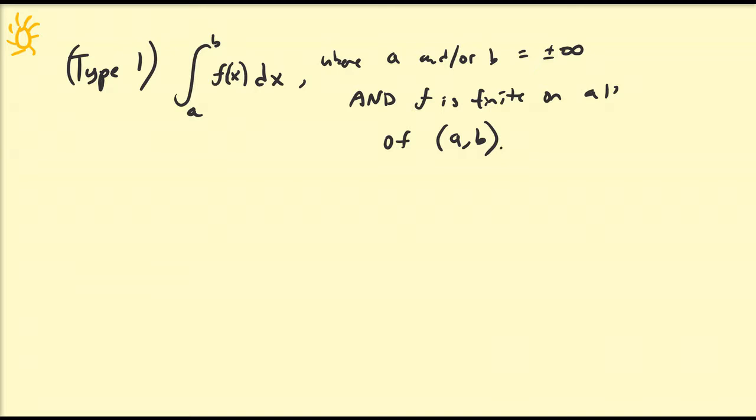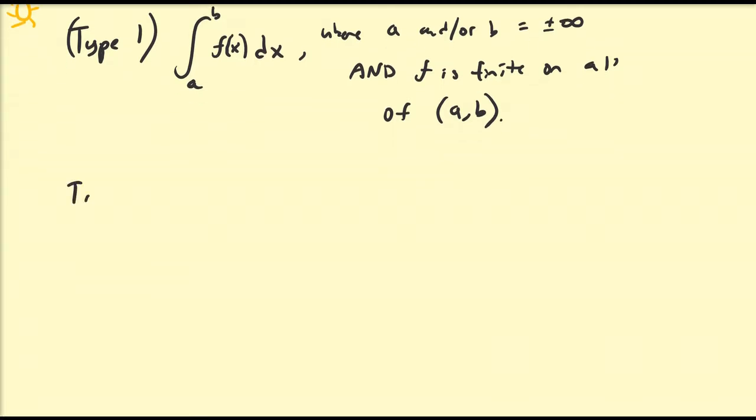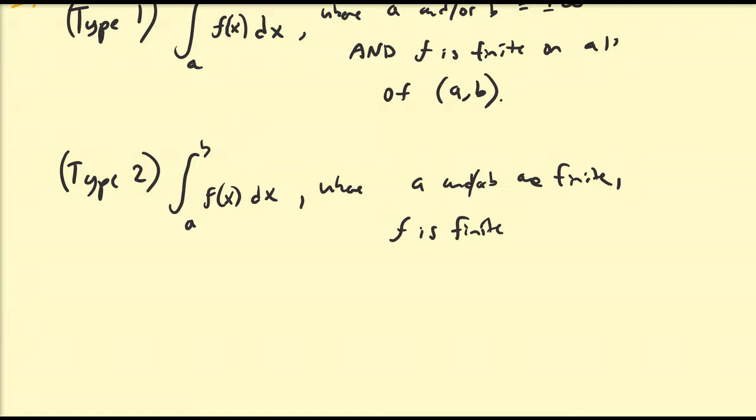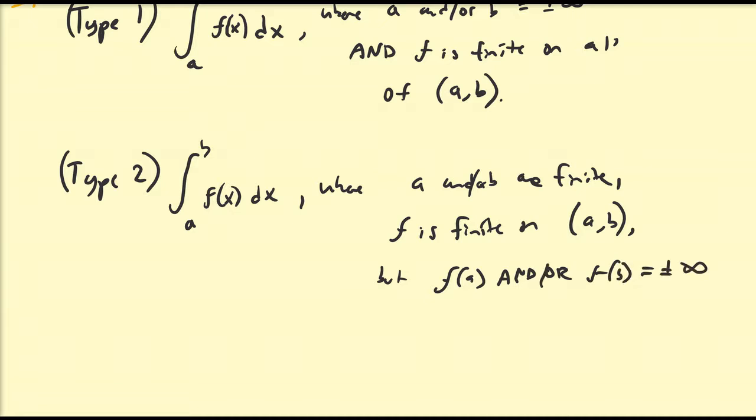Now we're considering another type of integral. So type 2 will be of the form the integral from a to b of f of x dx, where a and/or b are finite. f is finite on a, b, but f of a and/or f of b is equal to plus or minus infinity. So let us look at the cases of type 2.